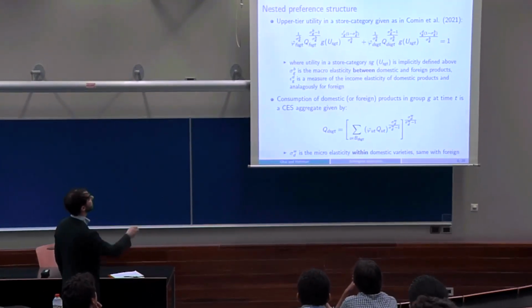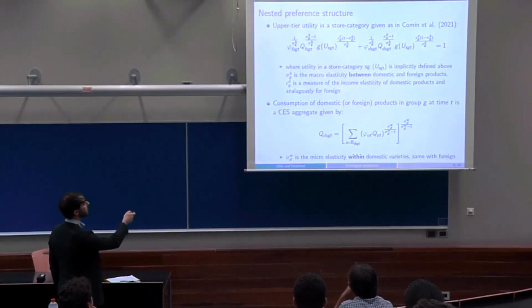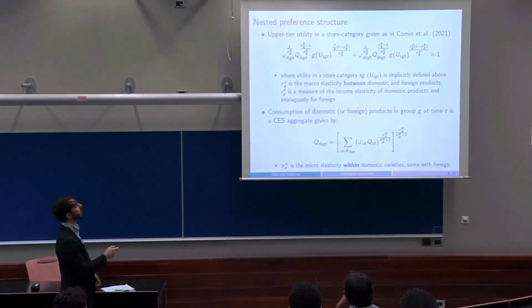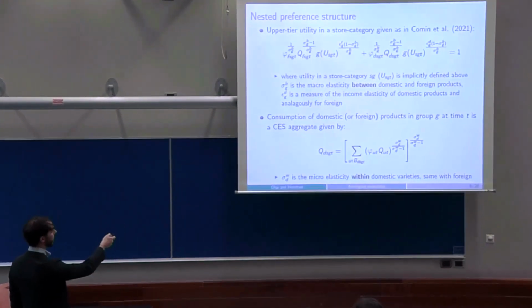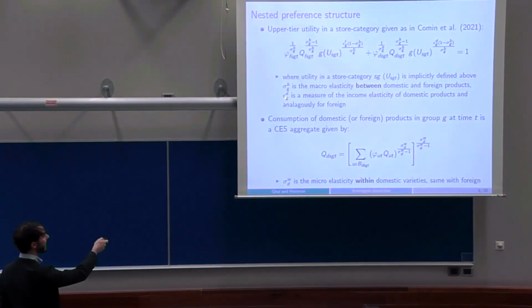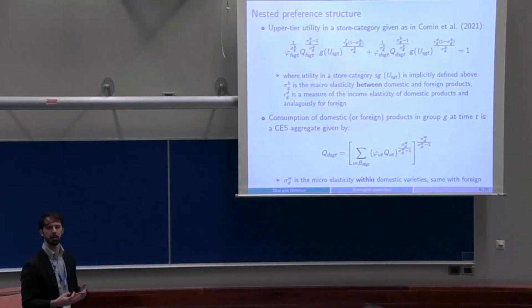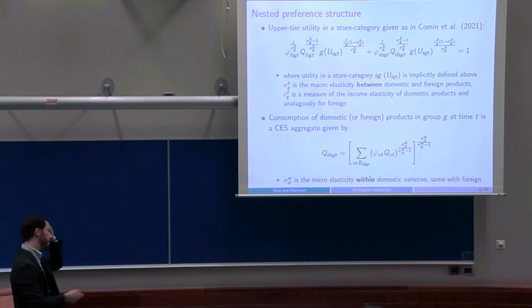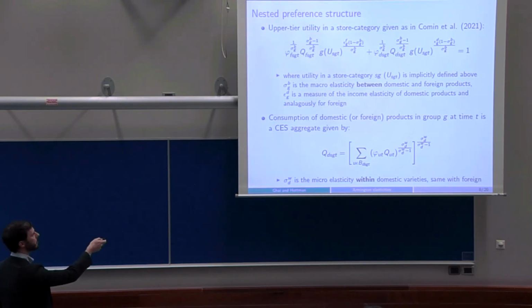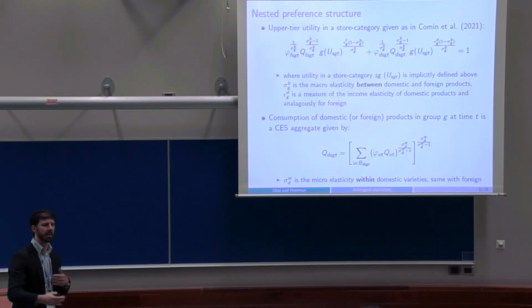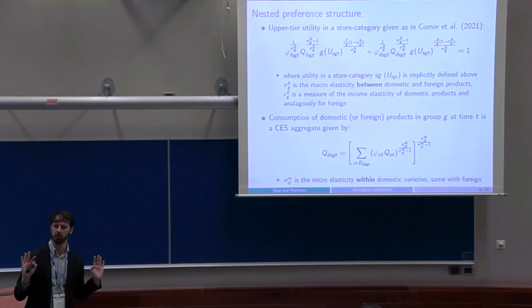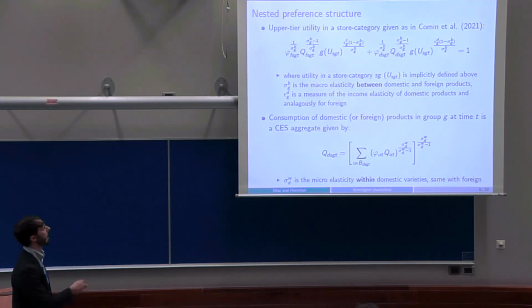What's important is this sigma B, which I'm going to call the macro elasticity between domestic and foreign products. And then there's this epsilon, which is a measure of the income elasticity of domestic and foreign products. If epsilon was 1, that's the homothetic case. That gets you back at CES, basically. So this is really just a generalization of CES, with the case where epsilon is different from 1.